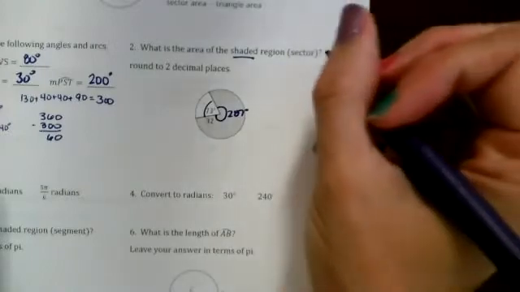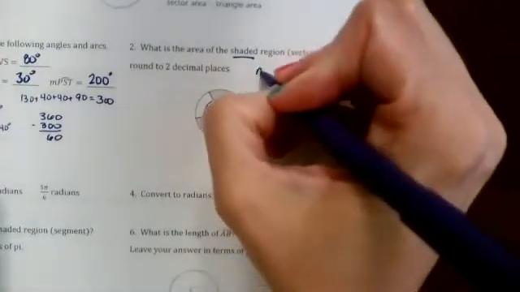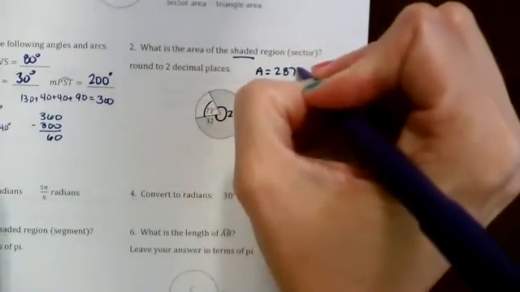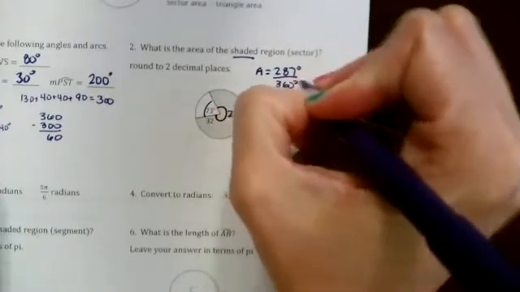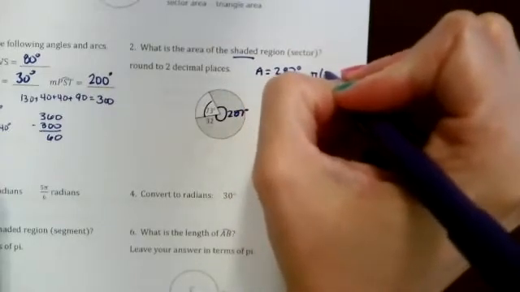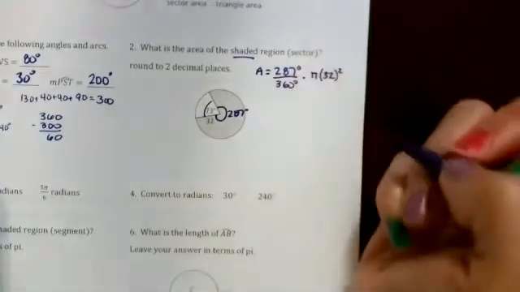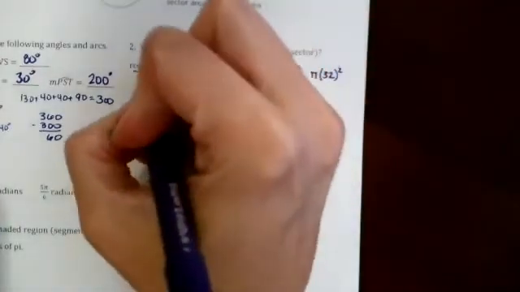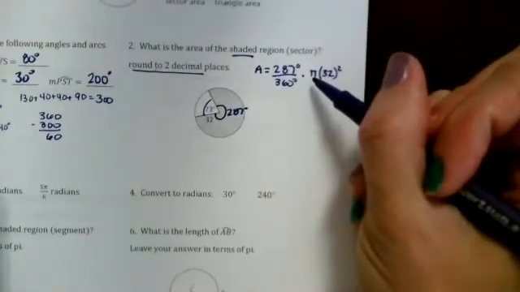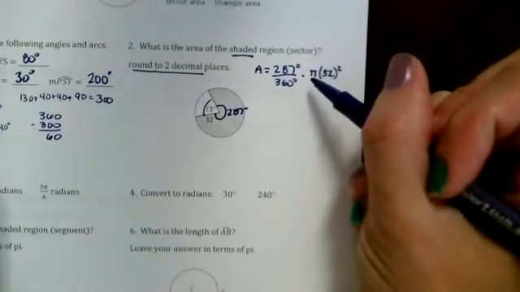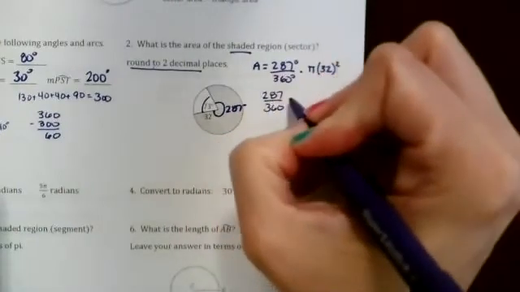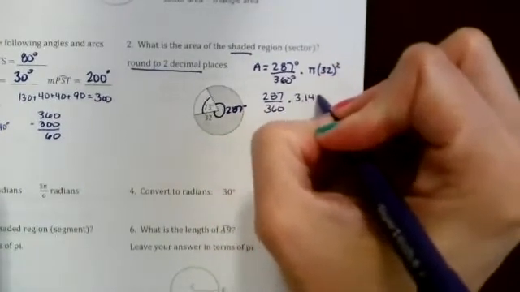I'm going to use that in my formula. My formula says area is equal to the number of degrees over 360 times pi times the radius squared. Now this says round to 2 decimal places. That tells me instead of leaving it in terms of pi, I'm going to use 3.14. So I'm going to write that out, 287 over 360 times 3.14.